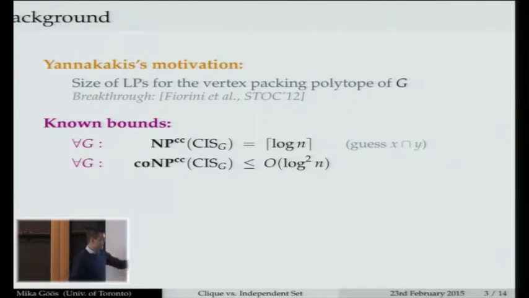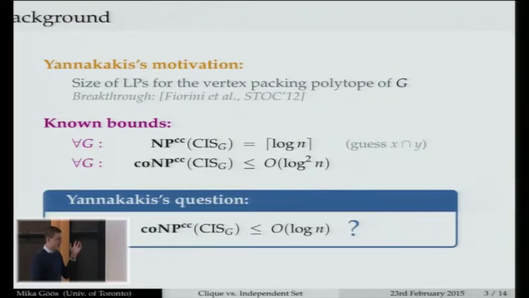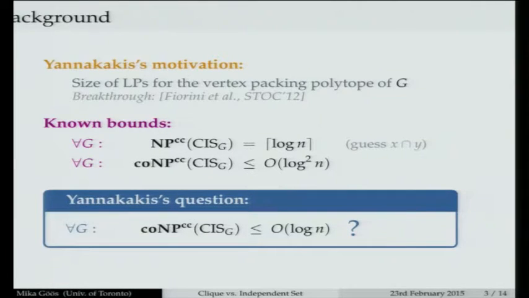However, there is still a small gap in that we don't know whether there are graphs that require more than log n conondeterministic communication. So this was Yannakakis' question. It was originally related to the extension complexity question. Do there exist graphs that require more than log n conondeterministic communication?